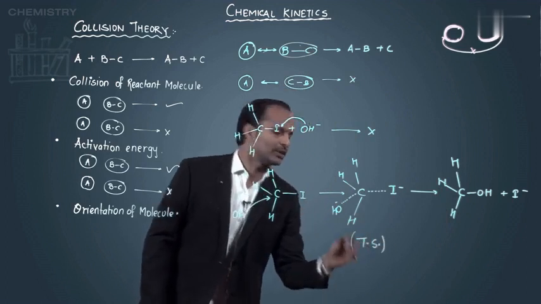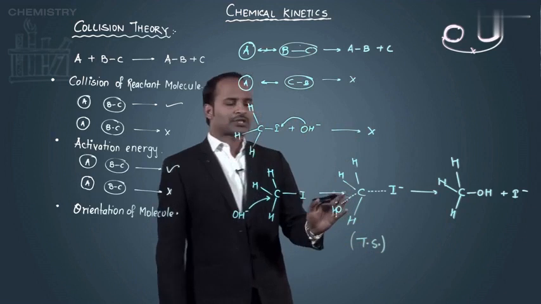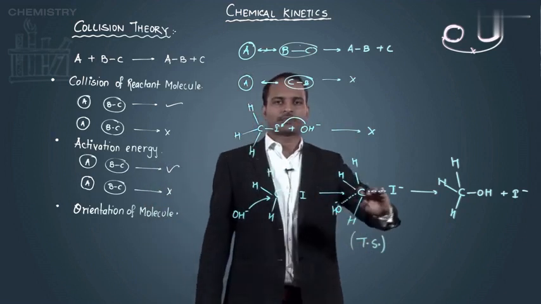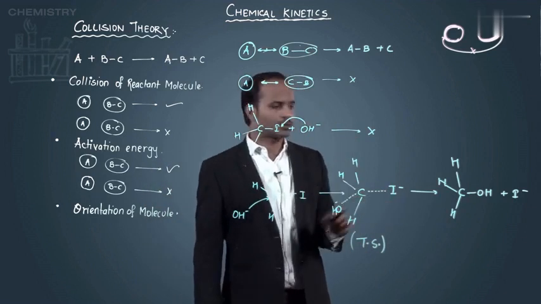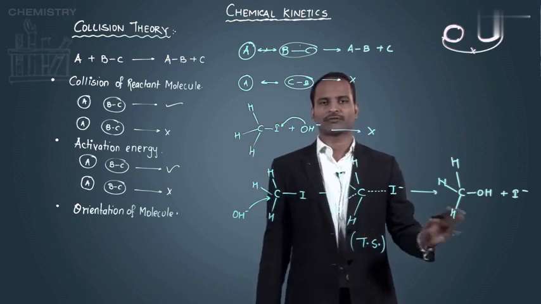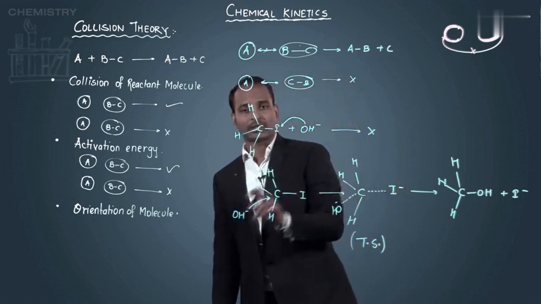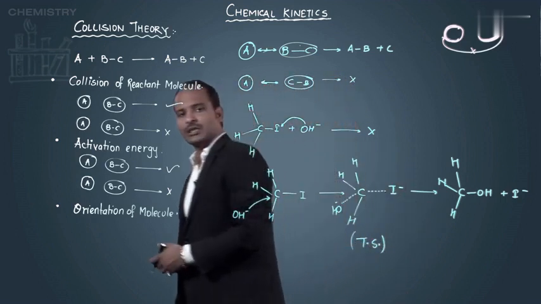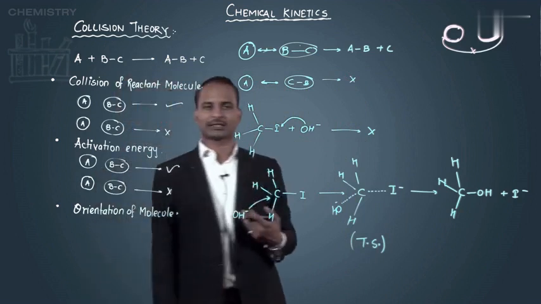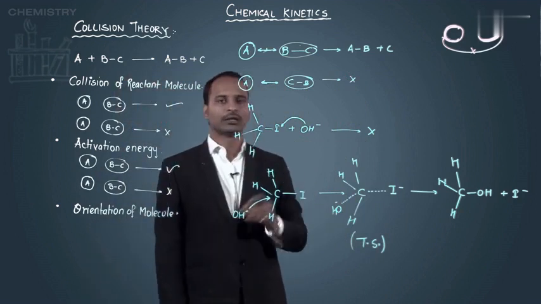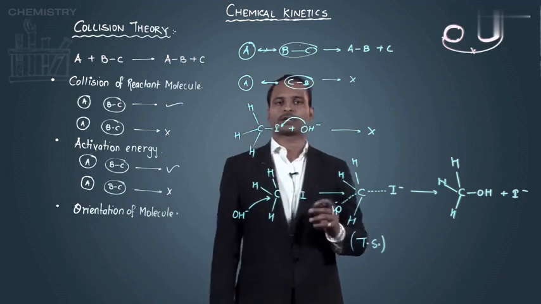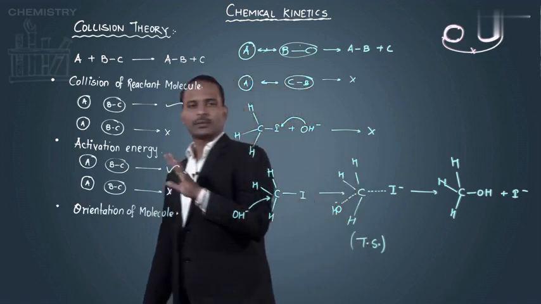Transition state means where the substituent is getting in as well as the one other substituent is getting out. So this is the transition state, the reactant, and finally the product. So this is a proper orientation. That means the product will form only if the OH minus ion is attacking from the back side. If it is attacking from the front side, the product will not form. So this is about the collision theory.